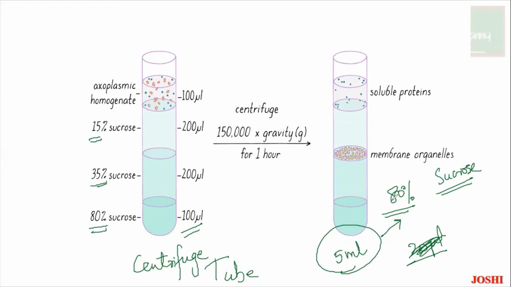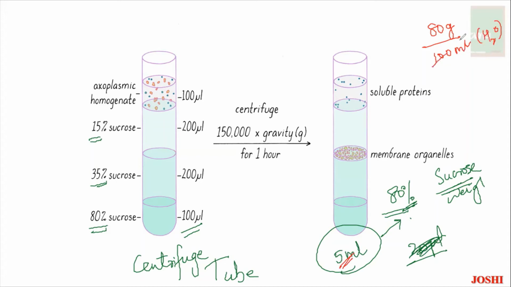Correct, but see, when you say percentage, sucrose is not liquid. We have to weigh it, so you have to take the weight. So when we make 80% sucrose, how are you going to take 80 gram? It means 80 gram in 100 ml of water. Okay. So I have asked to make 5 ml.